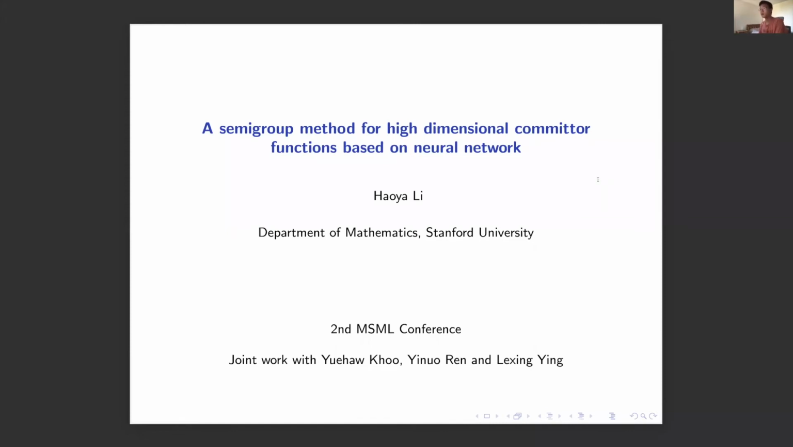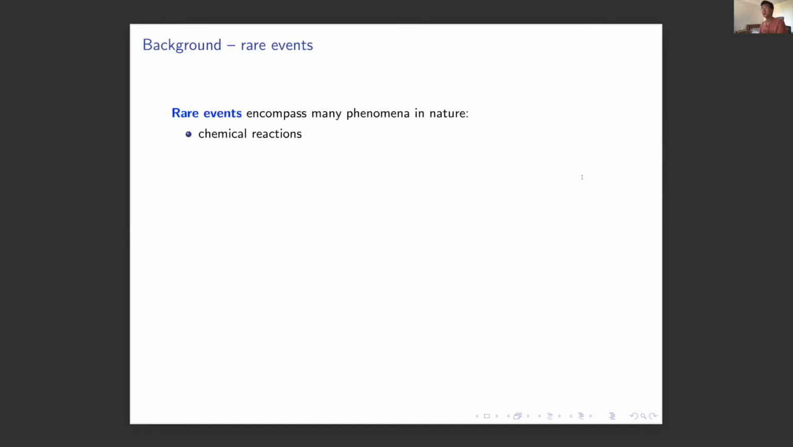Okay, so today I will talk about this recent work on a semigroup method for high-dimensional committor functions based on neural networks. Okay, so first, let's review some background.